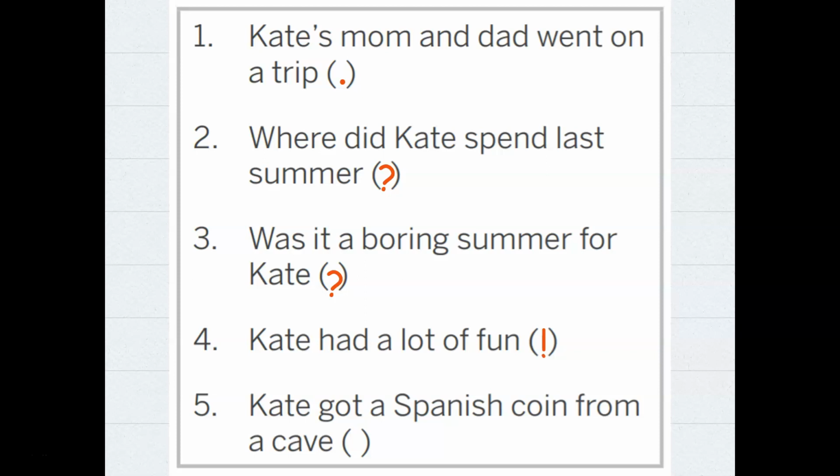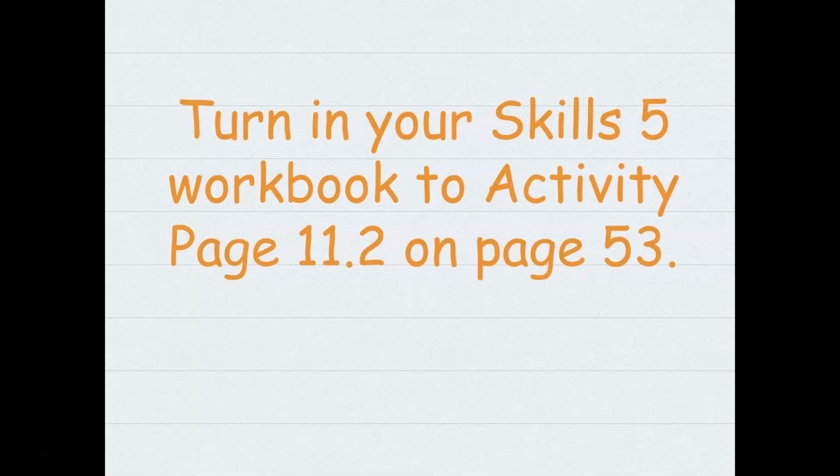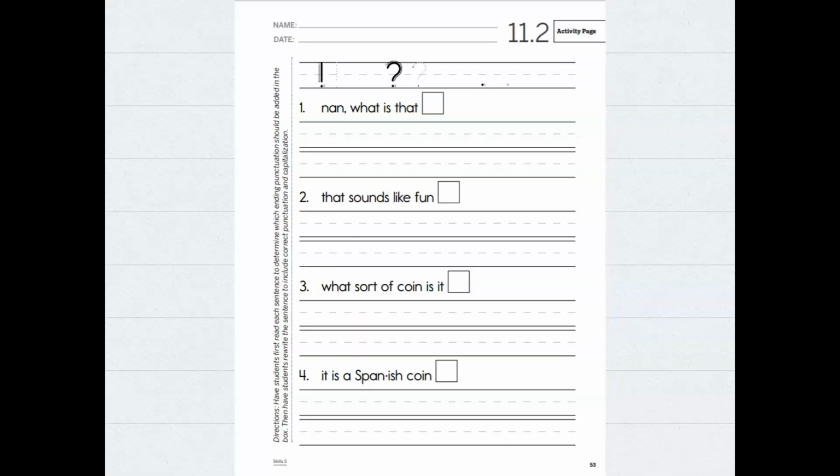Kate got a Spanish coin from a cave is number 5. This was an exclamation, and it needs to end with an exclamation point. Now, turn in your Skills 5 workbook to activity page 11.2 on page 53. Write your name and date. At the top of the activity page, trace and copy the exclamation point, question mark, and period.